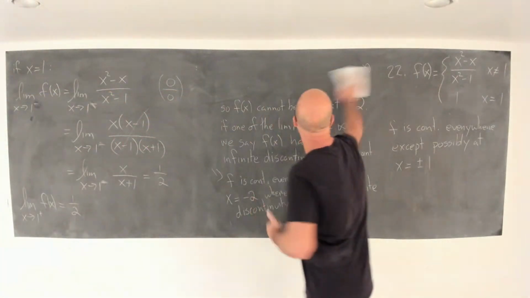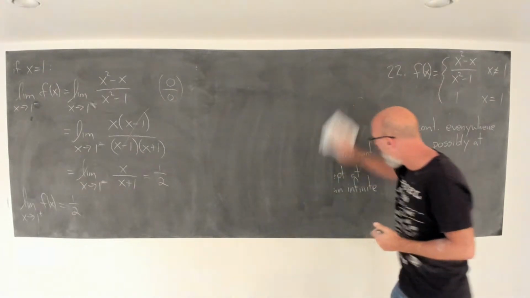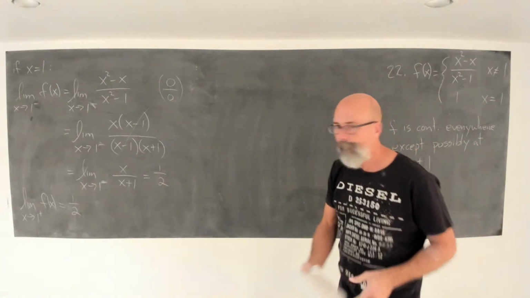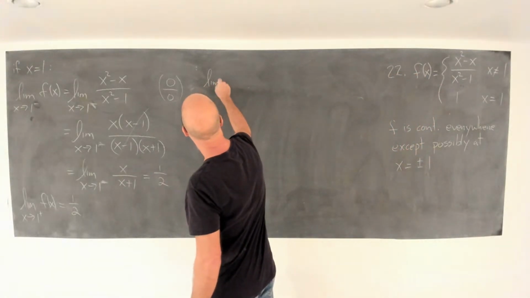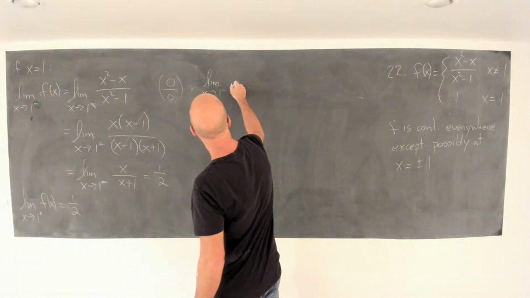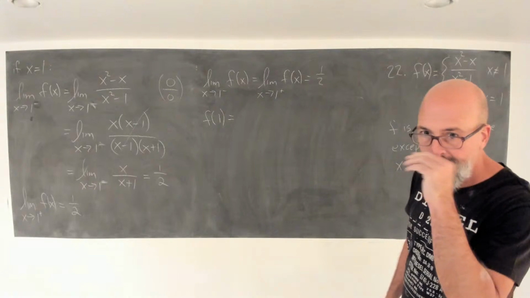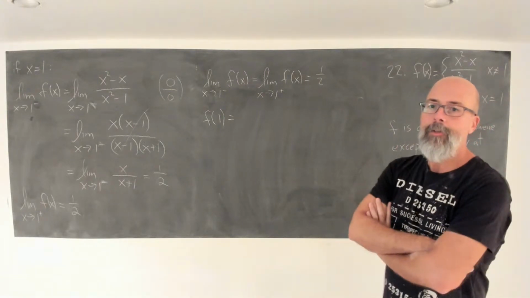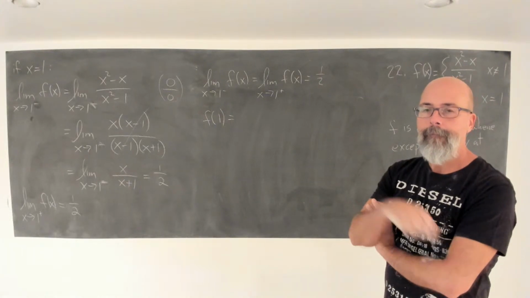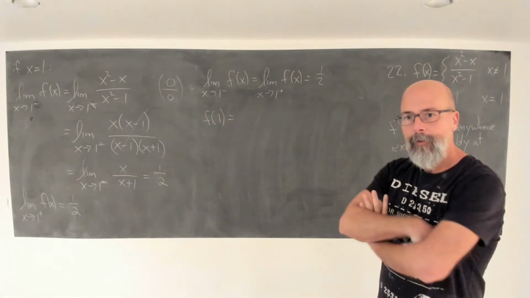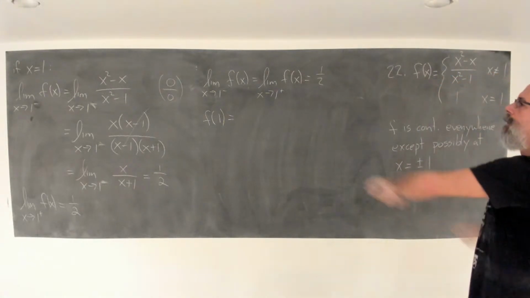Is your function continuous? We have limit as x goes to 1 from the left. We back? We're good? Still buffering? We're back, thank you. Excellent.